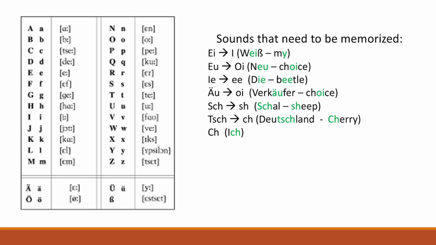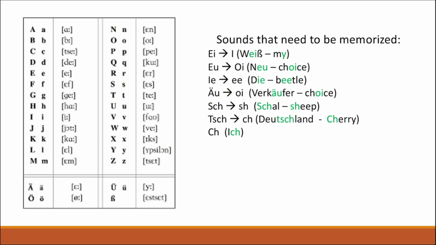If you read the sound "tsch," then you know that it's going to be pronounced like the English "ch." So if you have the word "Deutschland," which means Germany, the syllable is going to be pronounced like the "ch" in "cherry," for example. And last but not least, the sound "ch," which is pronounced differently depending on the context. In this case, we have the word "ich," and it's important to know that it's neither "ick" nor "ish." It is very important to have the right pronunciation.